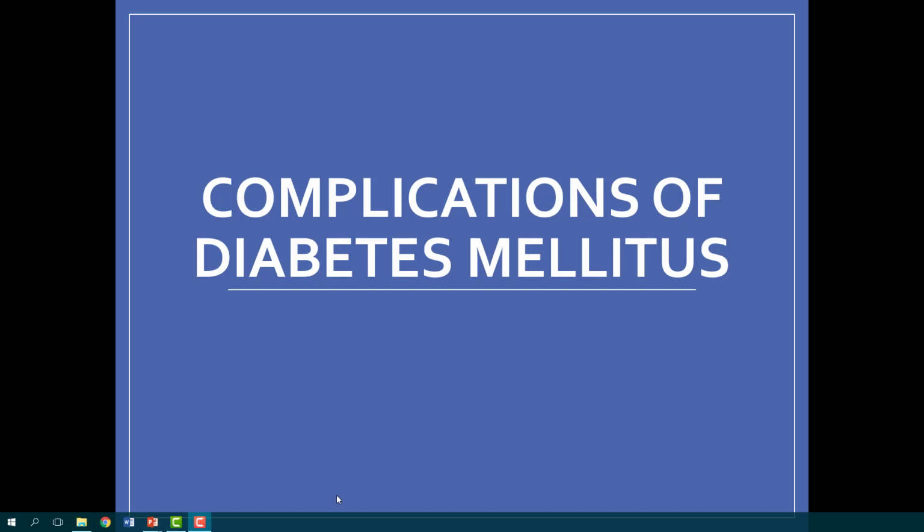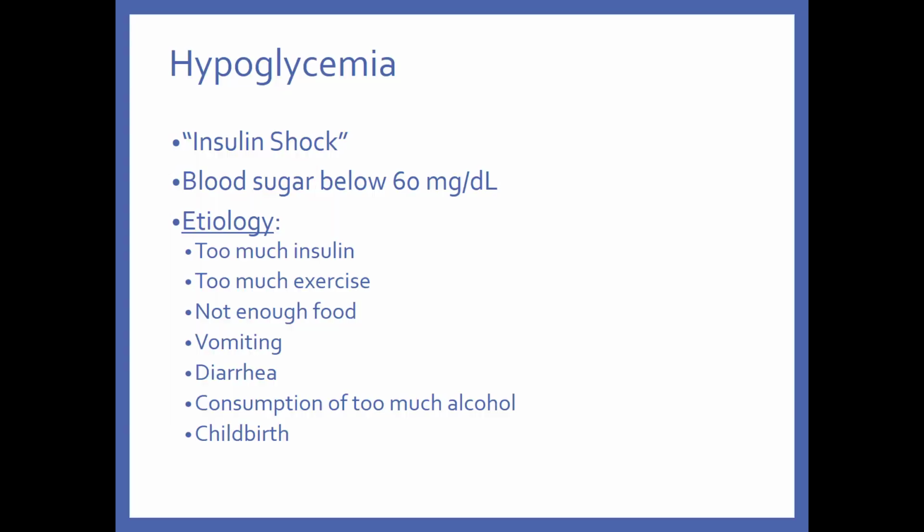So let's continue on. Since we've talked about our background information about what diabetes is and nursing care for diabetic patients, let's continue on with complications of this disease process. If we look at the complications, we can break these down into short-term and long-term complications. We'll start with the short-term, and the first one being hypoglycemia.